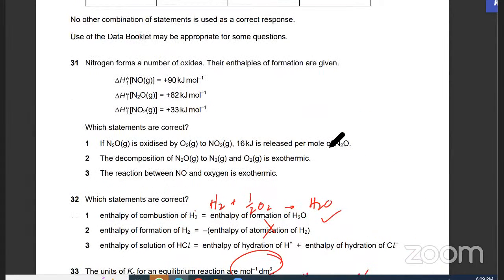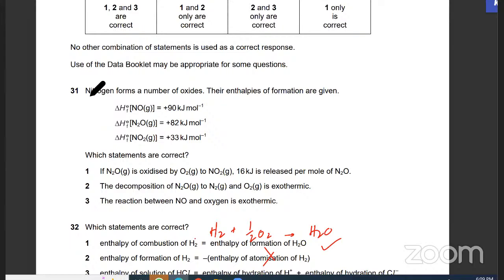But most of the questions would be on this solid thing. So we leave the other questions. For enthalpy of solution of HCl, that's no longer in your course. You're given this, which statements are correct?